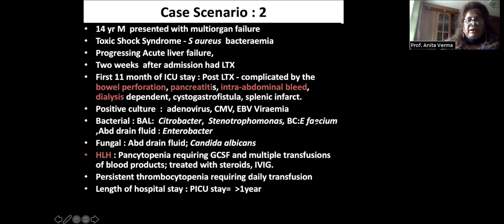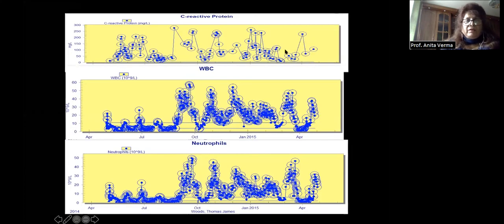His only bacteremia was with Enterococcus faecium. Candida was positive in his abdominal drain fluid, but not anywhere else. He developed HLH and pancytopenia requiring GCSF and multiple transfusions and blood products, and he was treated with steroids and immunoglobulins. He had persistent thrombocytopenia, which required daily transfusion. He stayed in PICU for more than 1 year, and you can see here his inflammatory markers, which went up and down during his stay, like the white cell count.